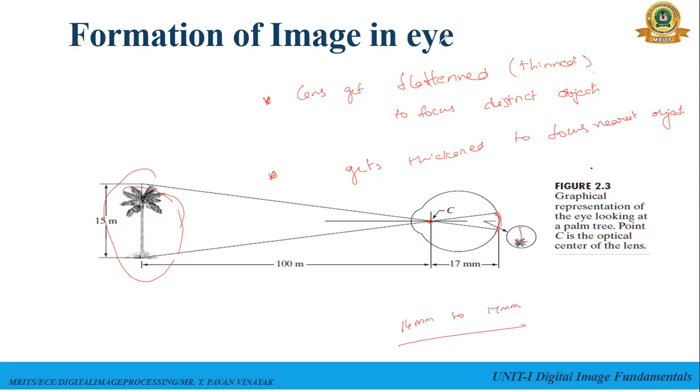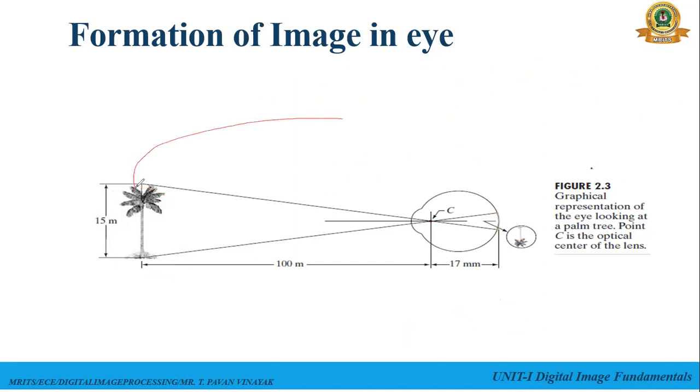Let us see a small problem here. How are the images formed? Images are formed inverse, at the fovea region. So how are the lenses varied? The lens gets flattened to view distant objects. The lens gets thickened to view the nearest objects.